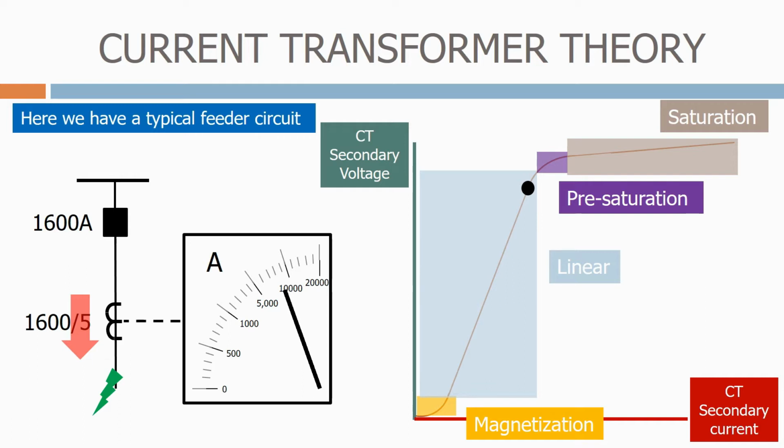Let's now apply a full unrestricted fault to the feeder. The primary current now goes beyond the capacity of the CT, and the characteristic goes into the saturation zone. The actual way the CT will respond to these different currents depends on the design of the CT.